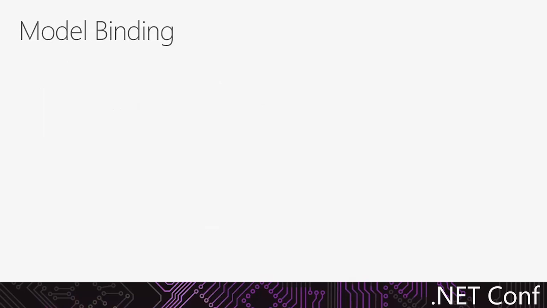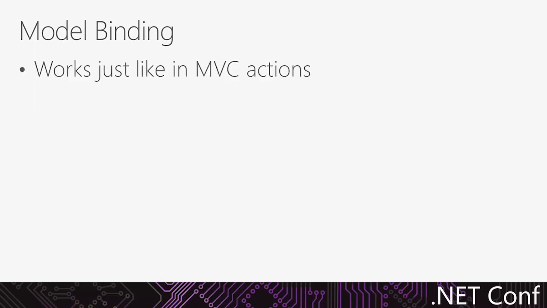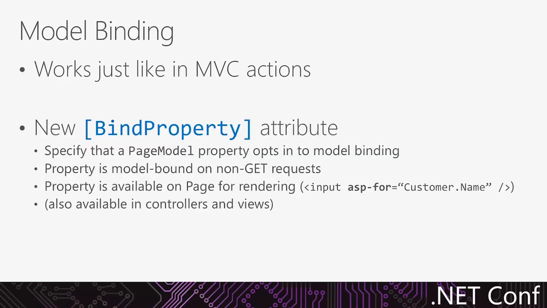Now, since Razor pages are built on the same fundamentals as ASP.NET Core MVC, you get some things like model binding and model validation out of the box, and these work pretty much as you would expect. There is a new feature in ASP.NET Core 2.0, and that is the bind property attribute, which lets you specify that a property of the page opts into model binding. Now, by default, this property will only be bound to non-GET requests, so for instance, posts. And this eliminates the need to include it in method parameters of associated handlers.